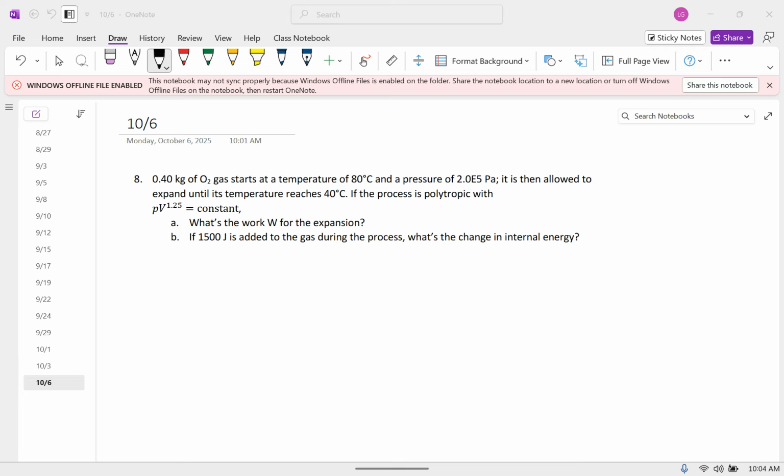Okay. So we're going to do this as an ideal gas. It's allowed to expand until it gets to a certain temperature. It's a polytropic process. What's the work? Okay.